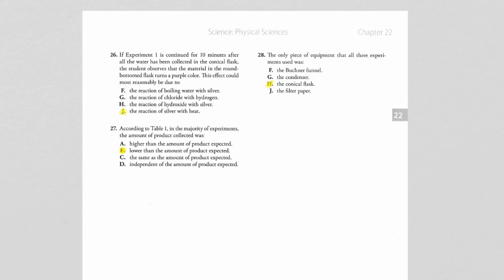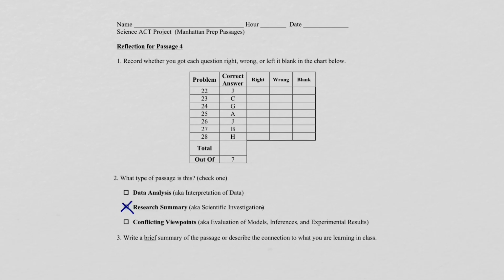When you see Experiment 1, Experiment 2, Experiment 3, etc. with data tables, then you know it's going to be the research summary. So we'll get good at recognizing the different passages as we work through this ACT project this semester.